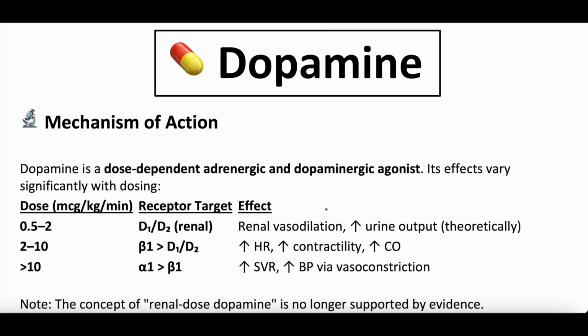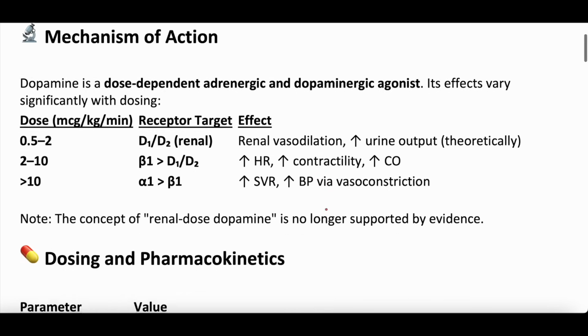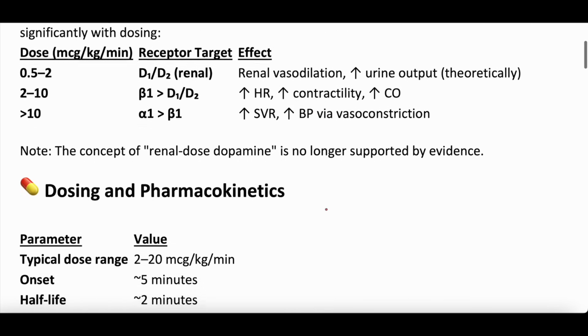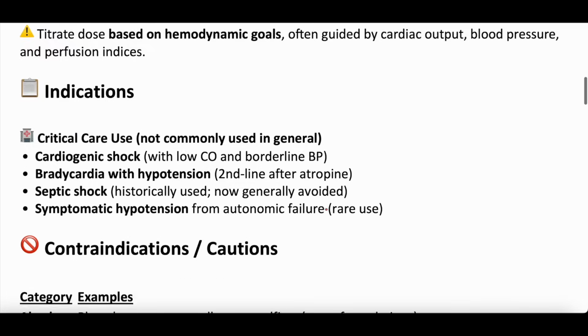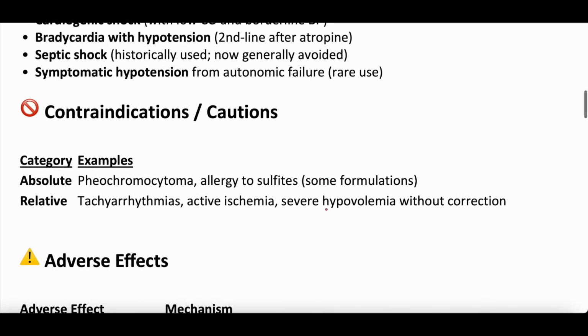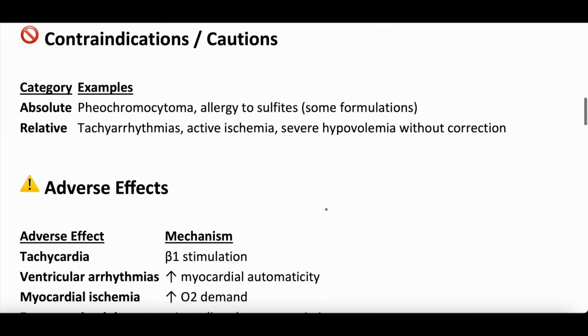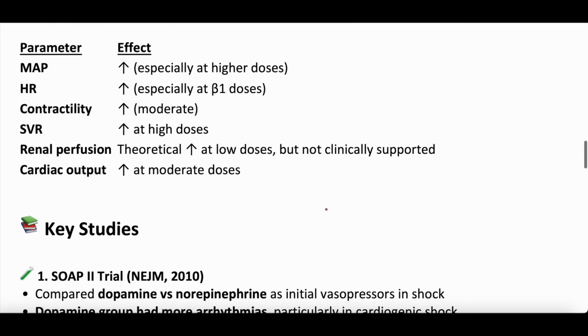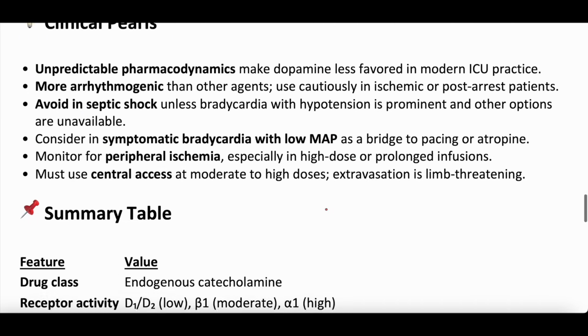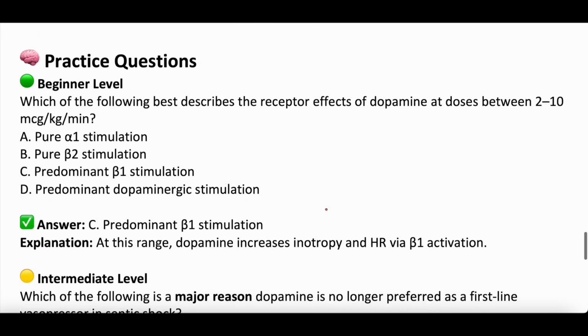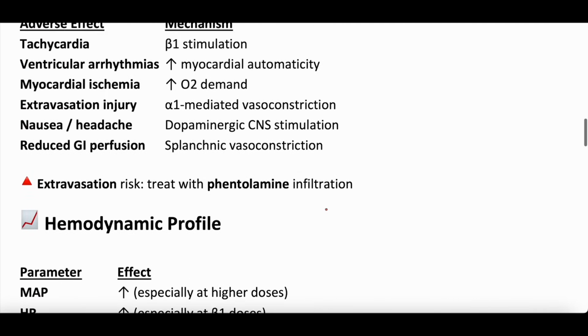In this episode, we're going to be talking about the mechanism of action of dopamine, including its renal versus vasoconstriction versus inotropic effects. We're going to talk about dosing and pharmacokinetics, indications-ish, although there's not a lot of firm indications anymore, contraindications, adverse effects. We'll dive into its hemodynamic profile, some of the studies and evidence behind it, general clinical pearls, and then we'll actually go through some practice questions as well.